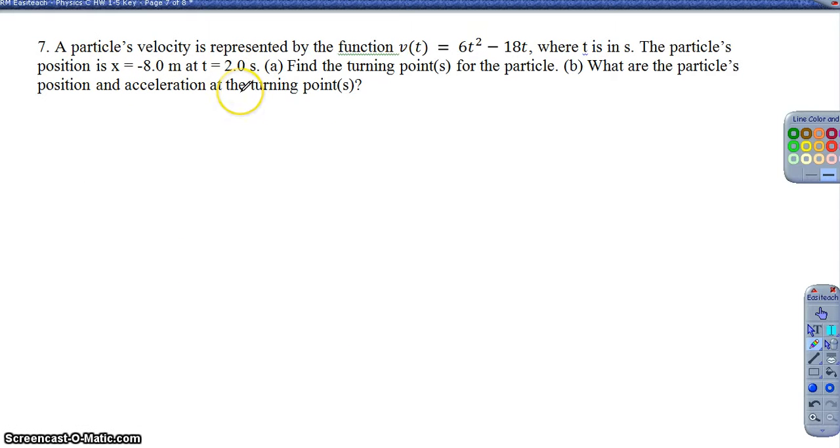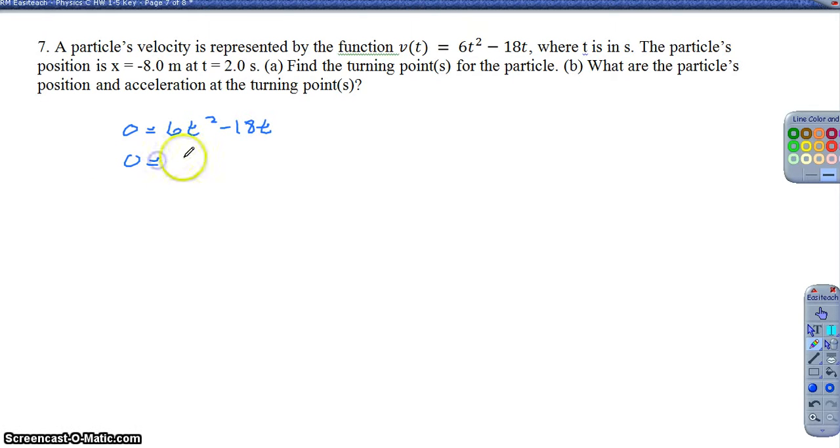Question 7 then is very similar to question 6. It does have maybe 1 or 2 little tricks though. Question 7 here, the biggest thing is we want to find the turning point. So again, they actually give me the velocity function this time. So I set 6t squared minus 18t equal to 0.